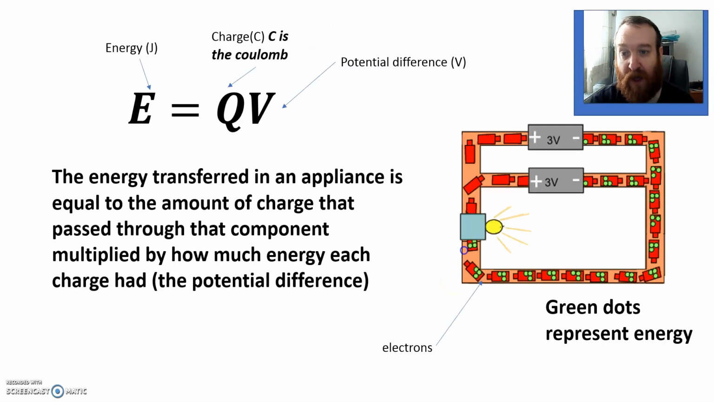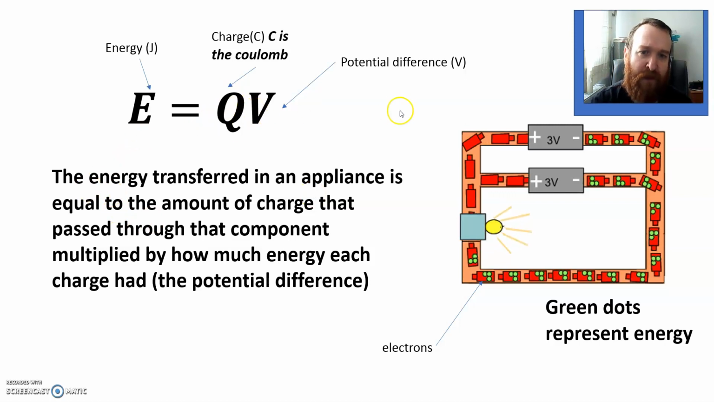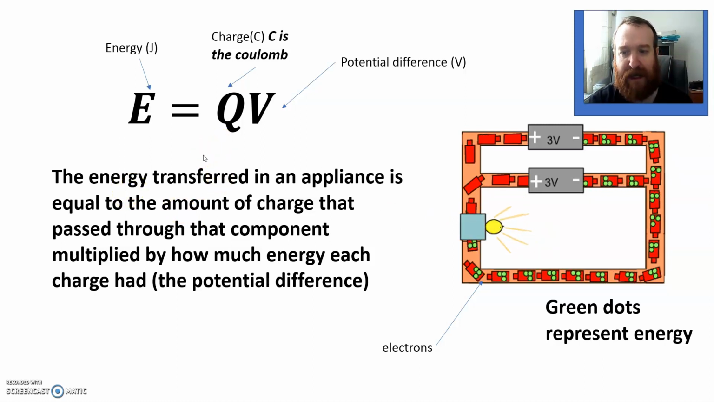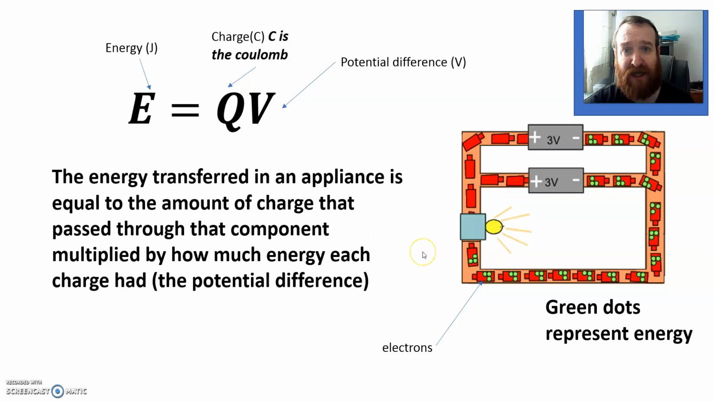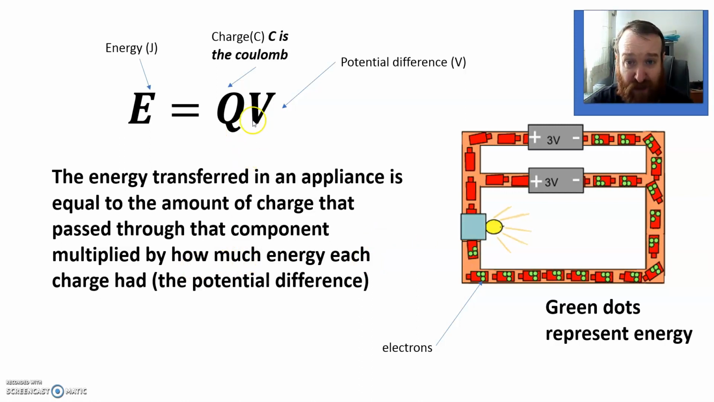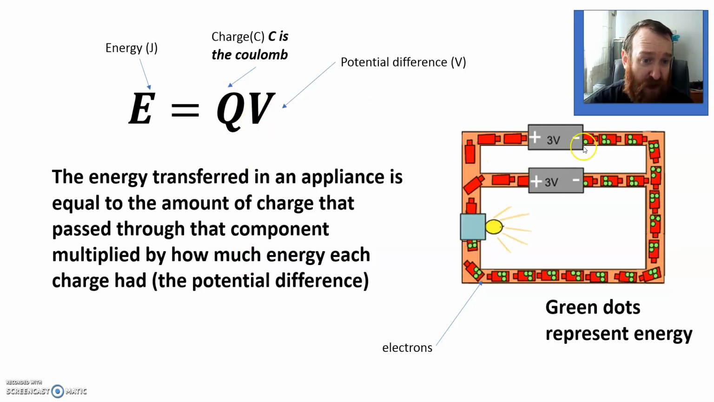Next equation. This one conceptually is tough, I think. We've got energy equals Q times V. And I've got this little circuit diagram here as well. The energy transferred to an appliance, to something in my circuit, is the amount of charge that goes through that component multiplied by how much energy each of those charges has. Okay, and how much energy each charge has is really the potential difference. So if I've got this circuit here, each of these electrons is holding 3 bits of energy.